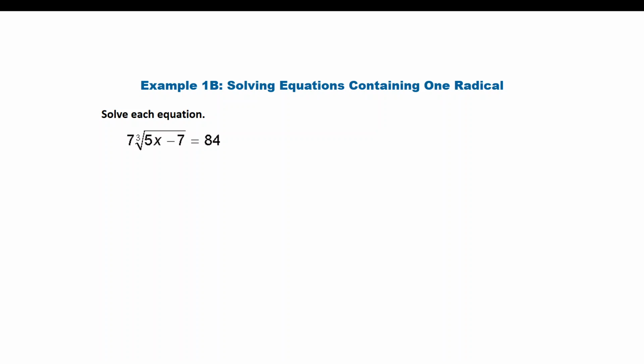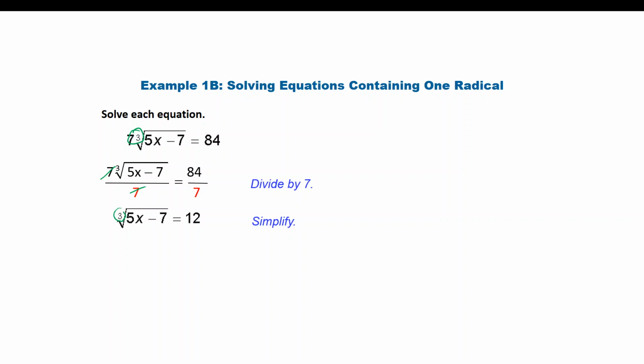All right, another example. This time, notice that our index is 3, so we're going to have to use a little bit of common sense here. First of all, let's isolate our radical to get it by itself, and we do that by dividing everything by 7. So these two will go away. 84 divided by 7 is 12. And now we want to get rid of our radical sign here. So this was to the cube root, a third, so we want to cube both sides.